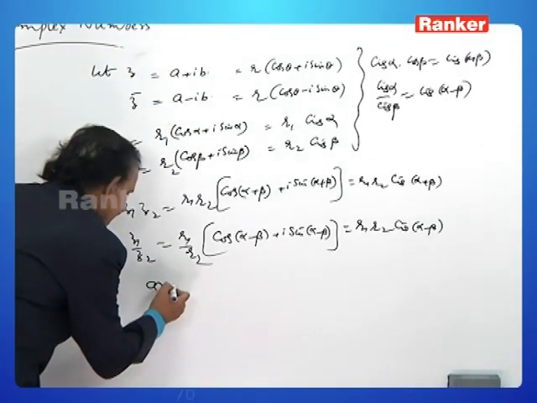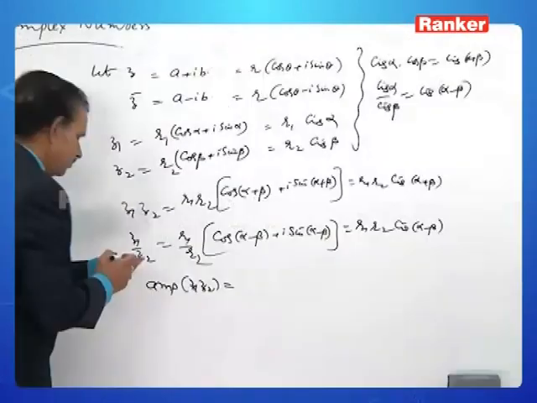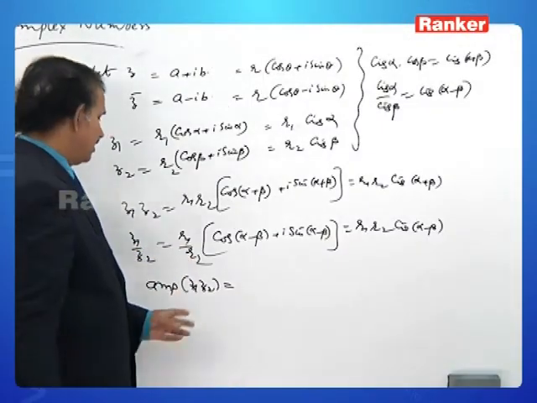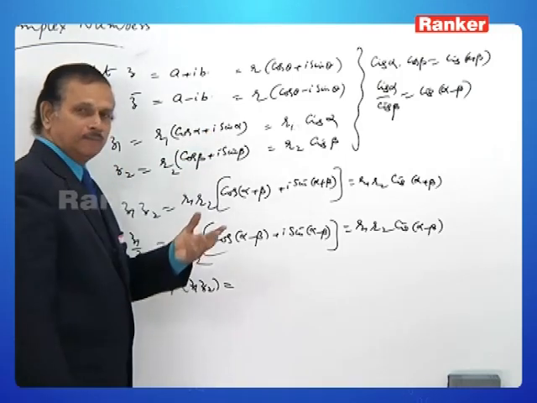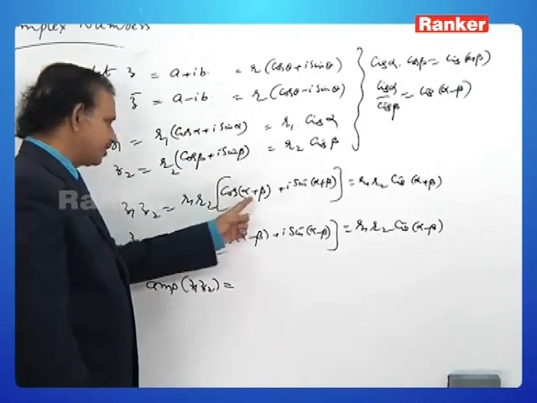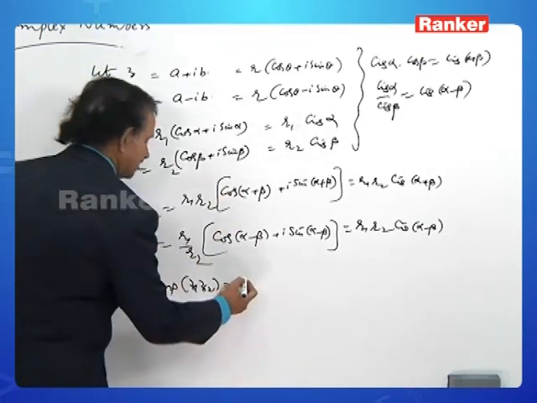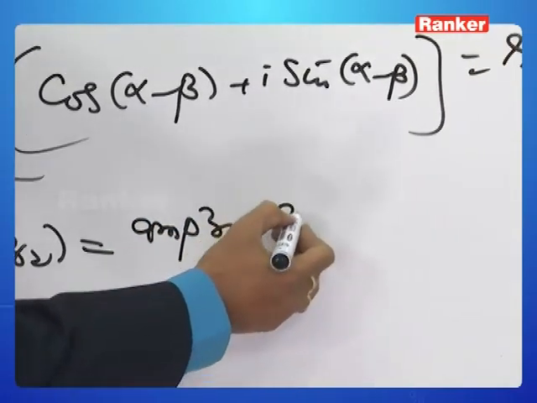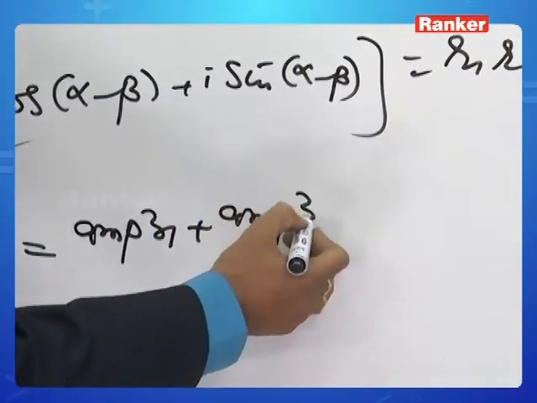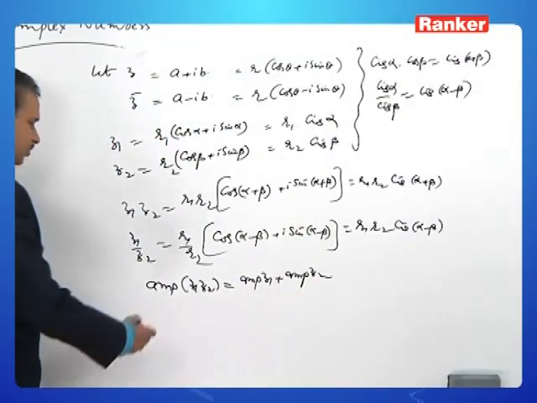Amplitude of Z1 Z2 is equal to, come on, trace the answer. Amplitude of Z1, alpha. Amplitude of Z2, beta. Amplitude of Z1 Z2, alpha plus beta. Alpha plus beta is nothing but amplitude of Z1 plus amplitude of Z2.